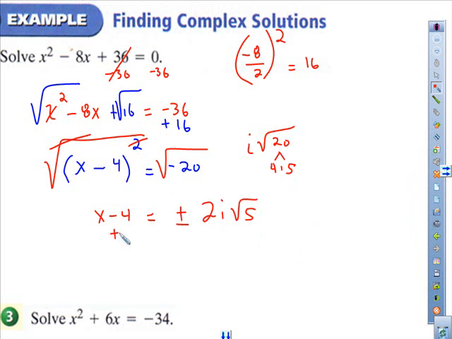Then the last step, add 4 to both sides. Alright. Now be careful here. The 4 is not like terms with this. They're kind of separate. So your answer will be 4 plus or minus 2i radical 5. Okay, this doesn't become 6i radical 5. So be careful.